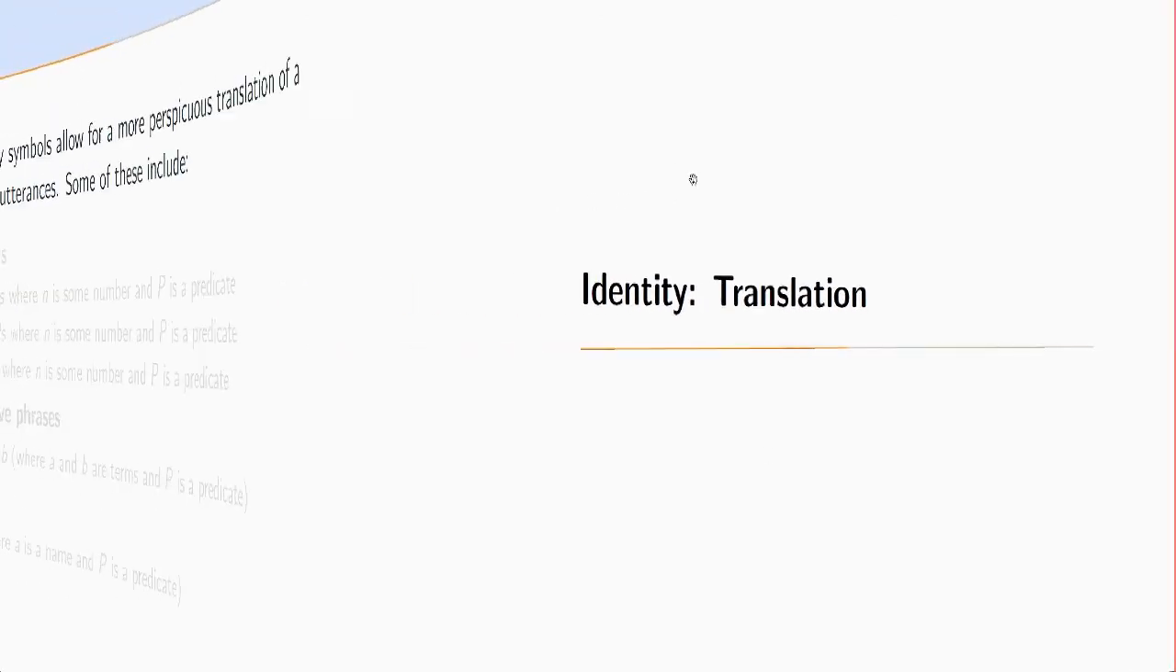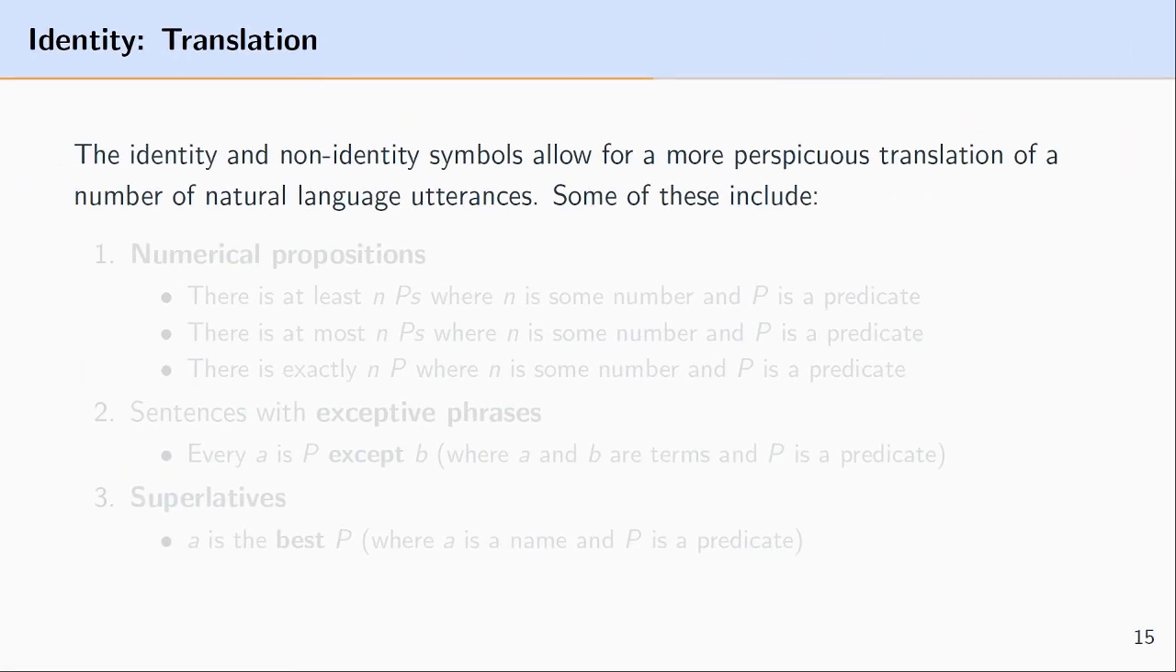So the last thing I want to talk about with respect to identity, and this again is just a really basic introduction to the use of identity in predicate logic, is translation. What the identity and non-identity symbols allow you to do is take a number of natural language utterances and translate them in a more crisp, evident way. And we'll look at some of that here.